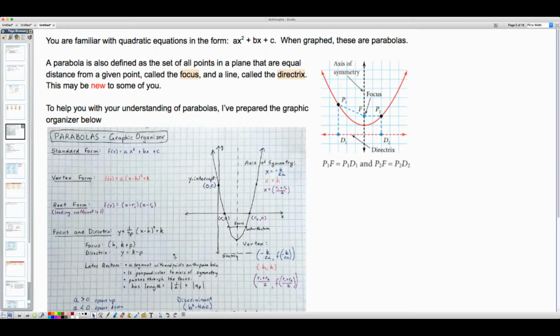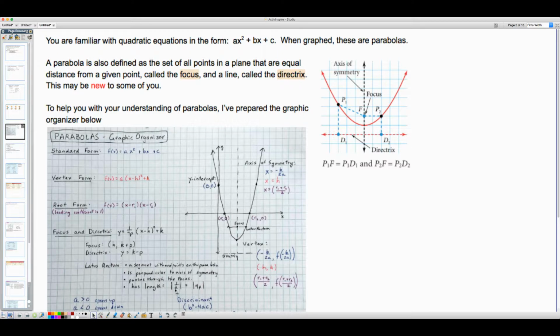And so to help you understand parabolas, I've given you this graphic organizer. We've talked about standard form, vertex form where h and k is the vertex, root form where r1 and r2 is the root form. This one has a leading coefficient of 1. And the focus and the directrix, this is new. And there's this thing called the latus rectum. It's a segment with endpoints that are on this is the latus rectum. So if you take 2 points that are horizontal to this, this distance would be the latus rectum.